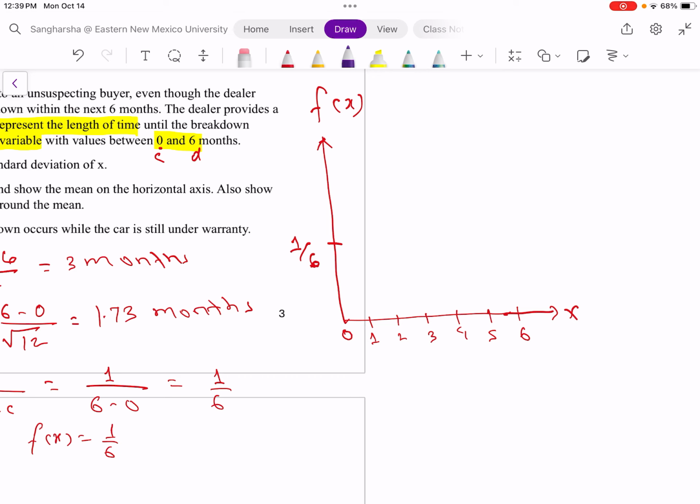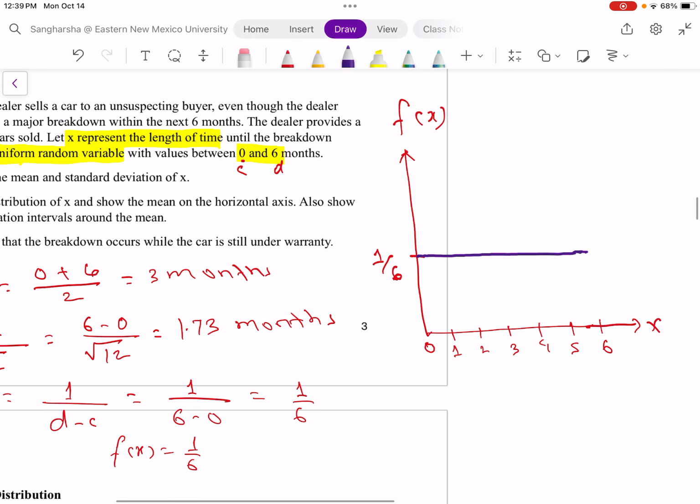Now your graph is starting at 0. How far do you draw this horizontal line? Yes, because this function takes a value between 0 and 6. So you are starting at 0, and you are ending at 6. So this is the graph for this uniform distribution function.